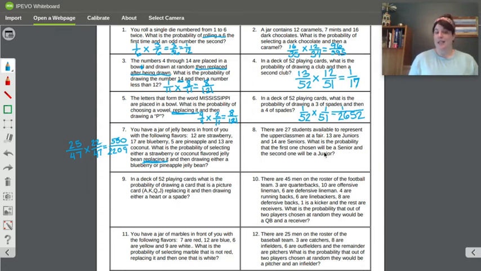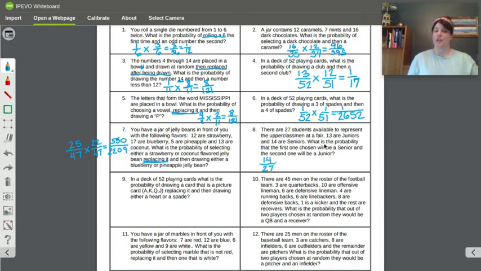So in this case, we're not going to take the senior out and put her back into the group. We're going to take her out and then take another one out and hope it's a junior. So what's the chance that the first one will be a senior? Well, we have 14 seniors out of 27 total students.